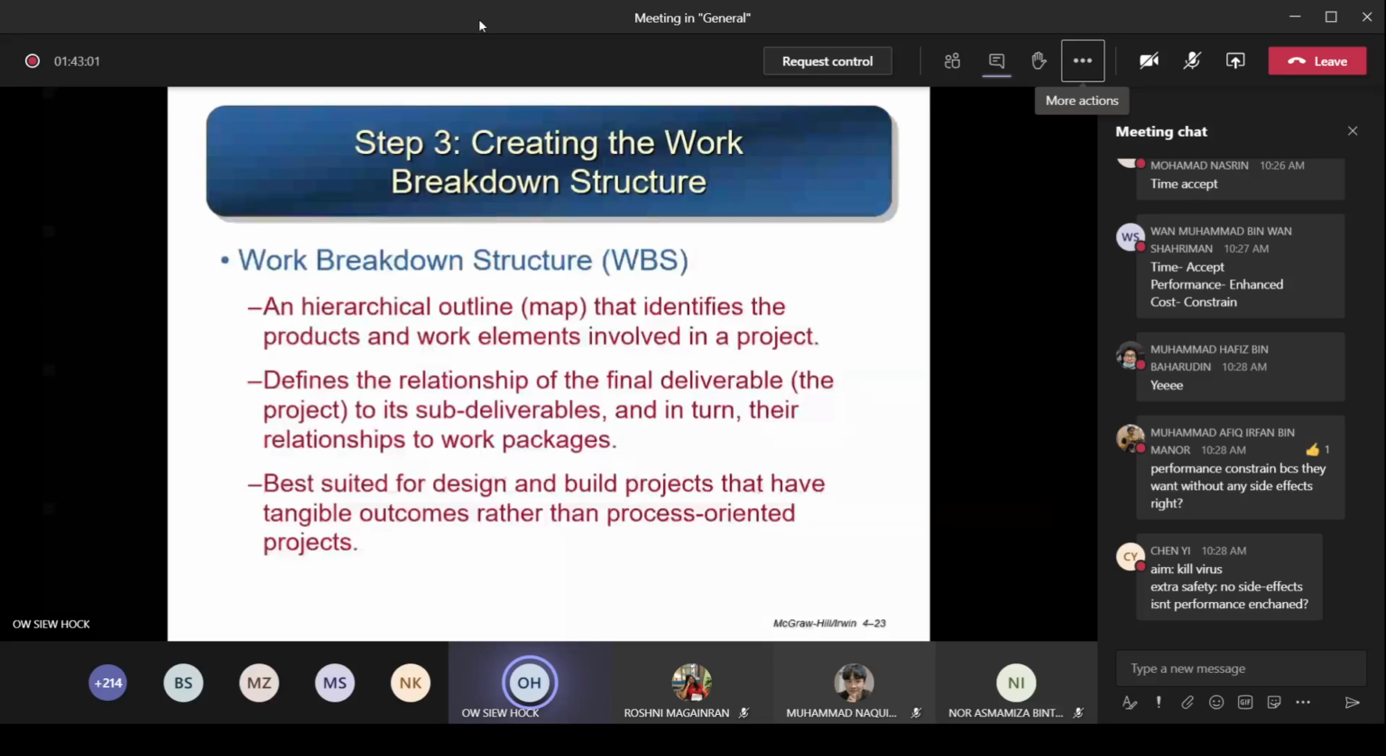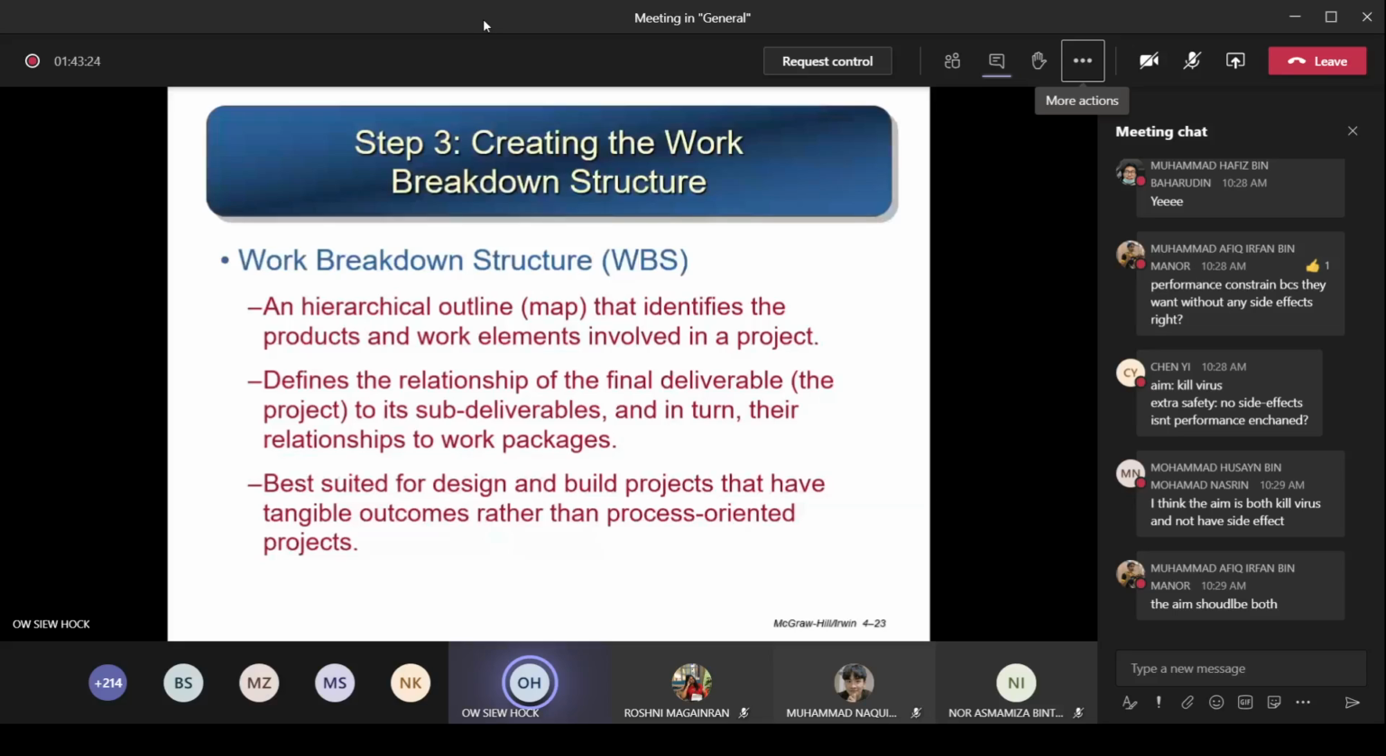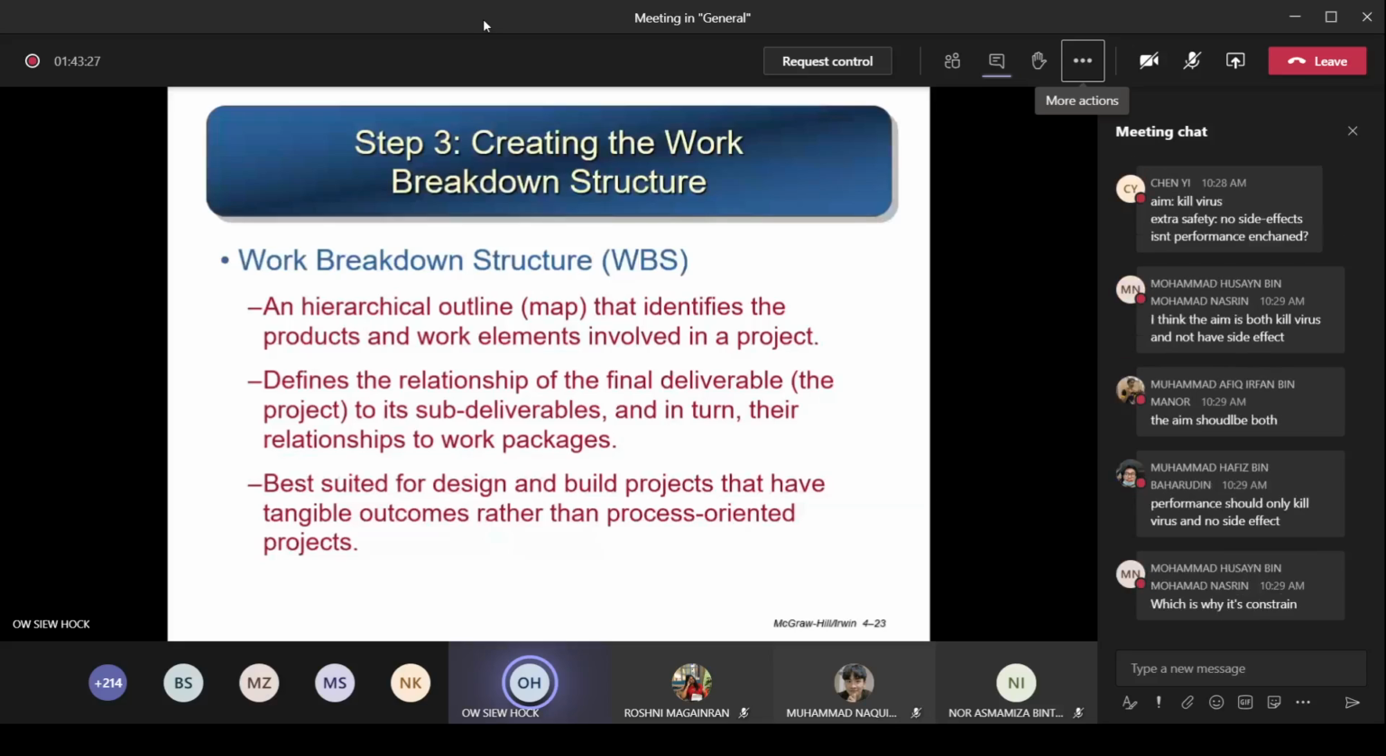Okay, next, step 3, creating the work breakdown structure. Now you're coming to this. This one will be your section 3.1, WBS. So WBS is basically a hierarchical outline. It's a map that identifies the products and work elements involved in a project. So it defines the relationship of the final deliverable, the project itself, to its sub-deliverables. That means it's hierarchical, top-down, you break down. And in turn, their relationship to work packages. The lowest level is known as work packages.